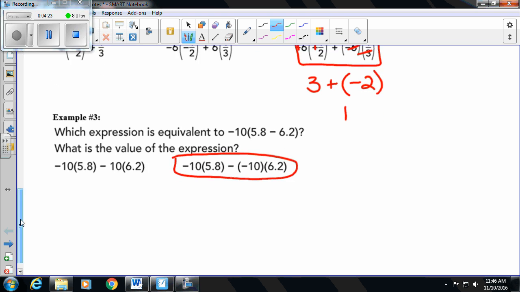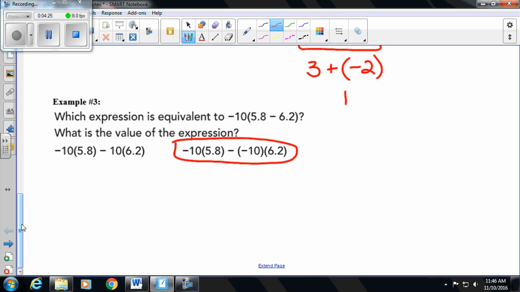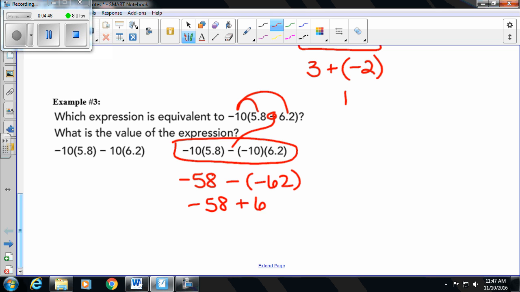For my second example here, example number 3, when I multiply these, I get negative 10 times 5.8, rewrite my minus, and negative 10 times 6.2. When I do the math, I get negative 58 minus negative 62. That becomes negative 58 plus 62, because I have to add the opposite, and I get an answer of 4.